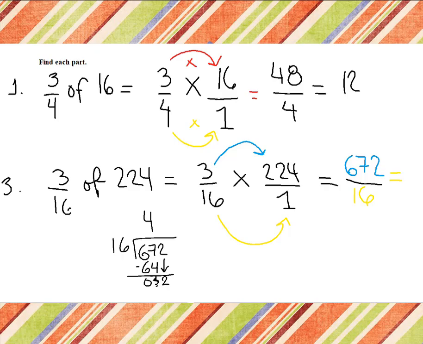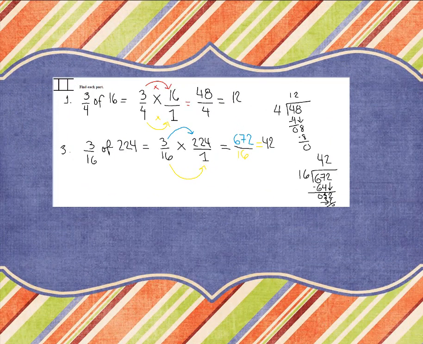Now we have 32. How many times is 16 in 32? It's 2 times. 2 times 16 is 32. Subtract, 0. Again, my answer in this case is 42. You have to do exactly the same for other problems. Let's do another. Let me change this. Okay, I have another problem.